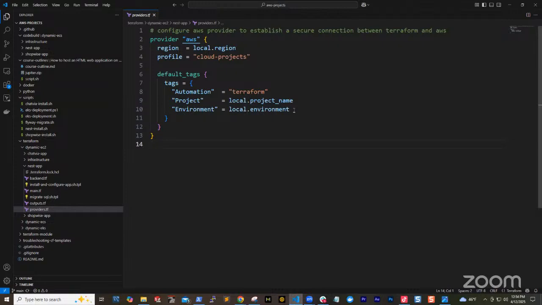The provider is telling Terraform that the resources I'm trying to create are in AWS. This is the region I want to create them in, and this is the profile on my computer that I want you to use. And this default tag is saying any resource you create, I want you to tag with this, so I can know that I created those resources with Terraform when I'm looking at them in the management console.